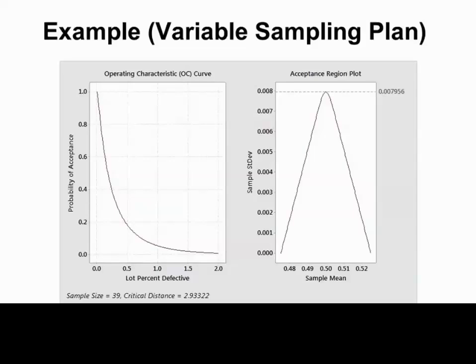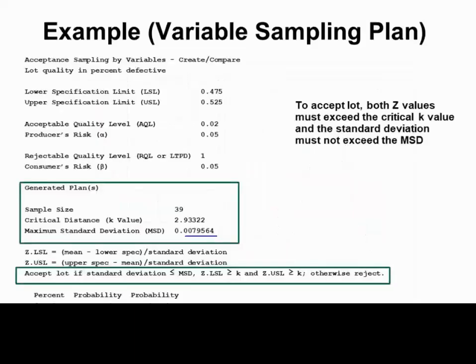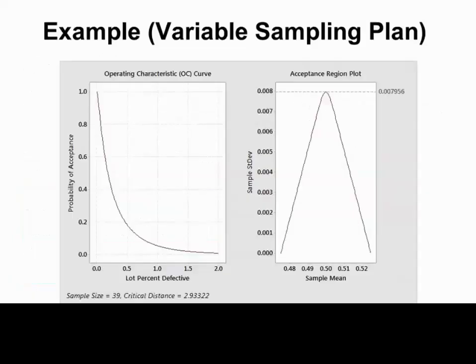So if you were centered between the spec limits, what were the spec limits here? 0.475 and 0.5. So 0.5 is nominal. That's the most your standard deviation could be. As your process average is shifted toward a spec limit, your allowable standard deviation is even less. So this is the feasible acceptance region of that plot.